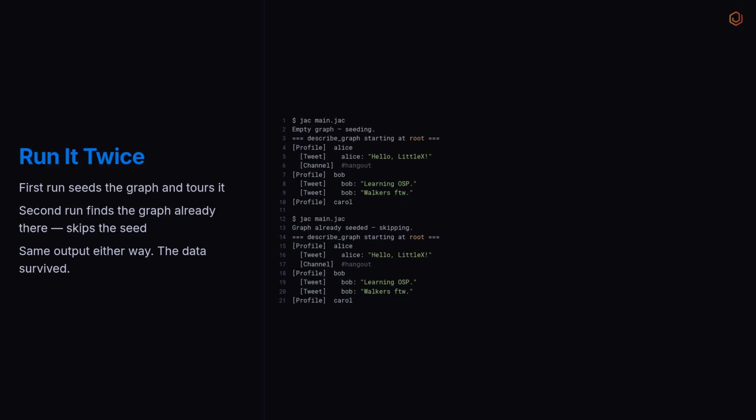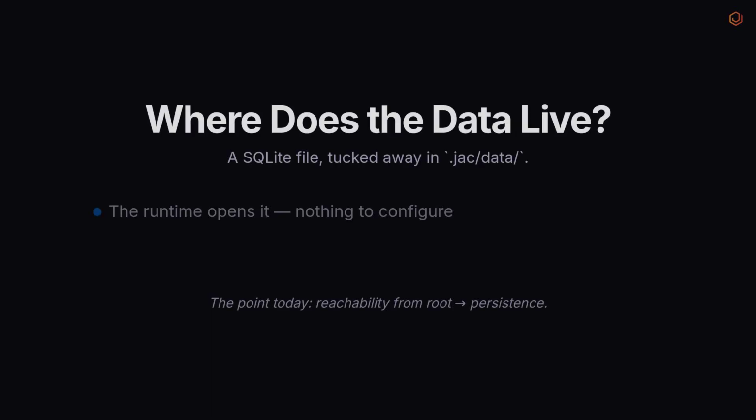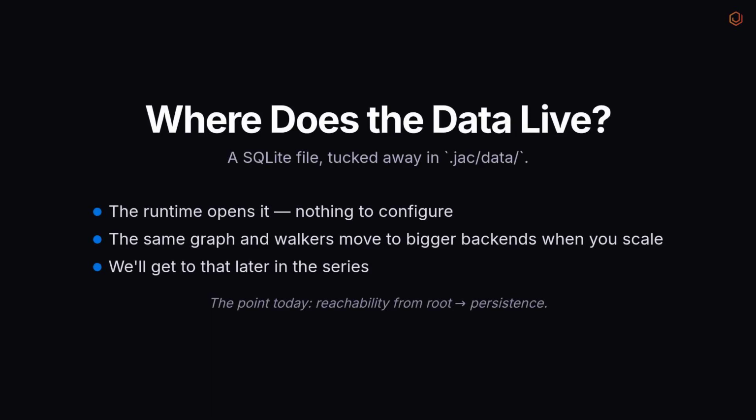No database to install, no config to write. Behind the scenes, the runtime keeps a SQLite file under .jac/data. That's it. The runtime opens it, nothing to configure. When you eventually outgrow one process and one file, the same graph and the same walkers move to bigger backends. We'll get to that later in the series.